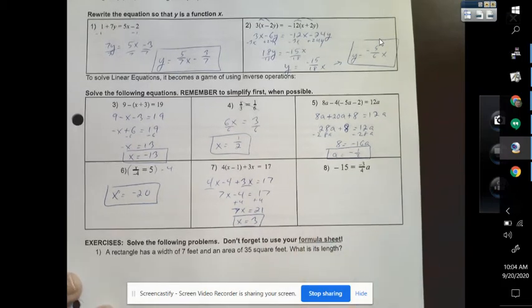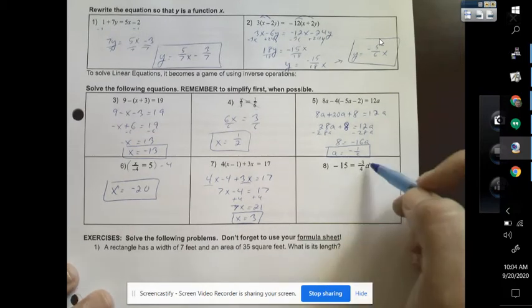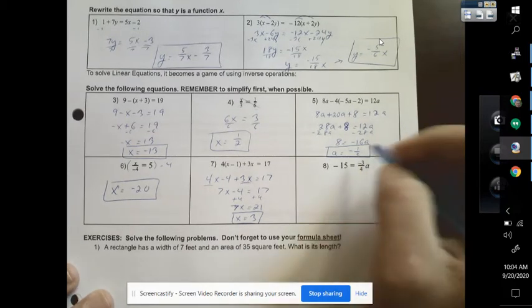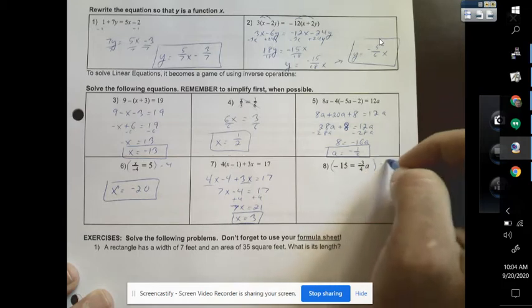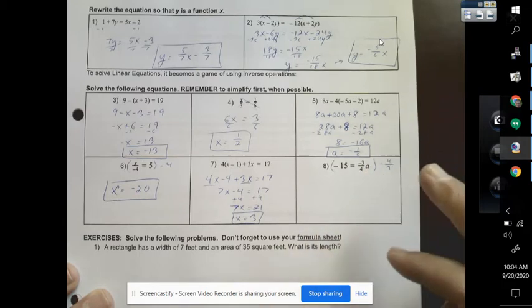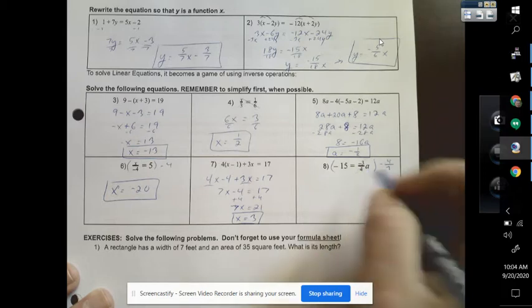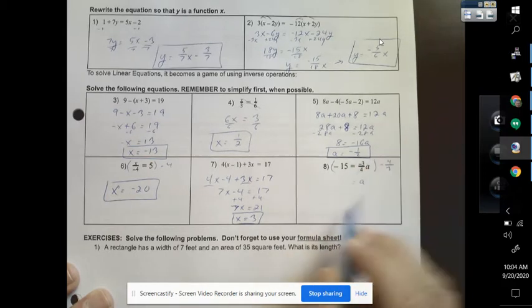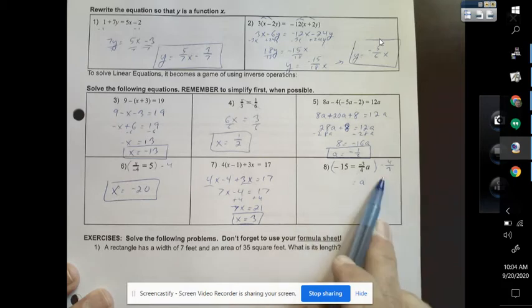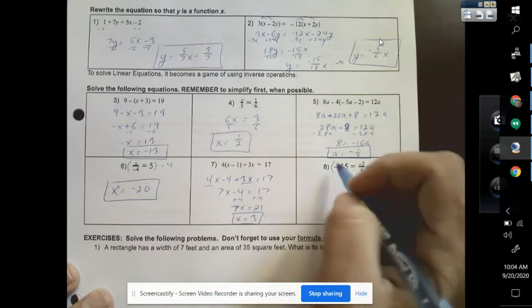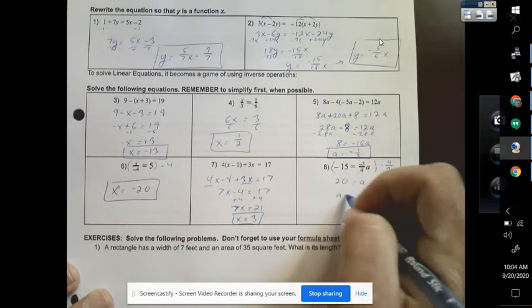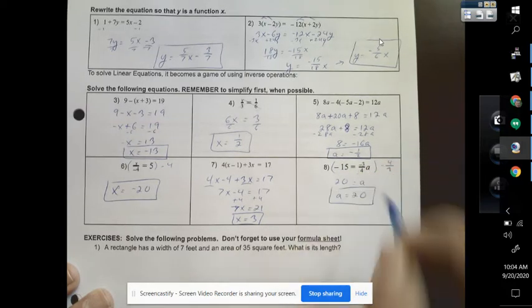Finally, negative 15 equals negative 3/4 a. If I want to get rid of this negative 3/4 in front of the a, we can multiply by what's called the reciprocal. So negative 4/3, you take what you have and you flip it, all right? Which is all well and good because over here it's going to cancel out, leaving me with just a. But on the right, negative 15 times negative 4/3, negative negative makes a positive. 15 divided by 3 is 5. 5 times 4 is 20. So a equals 20. Good stuff.